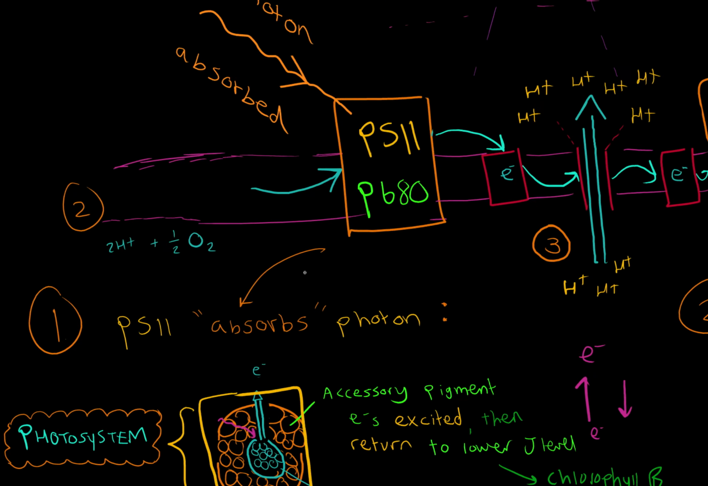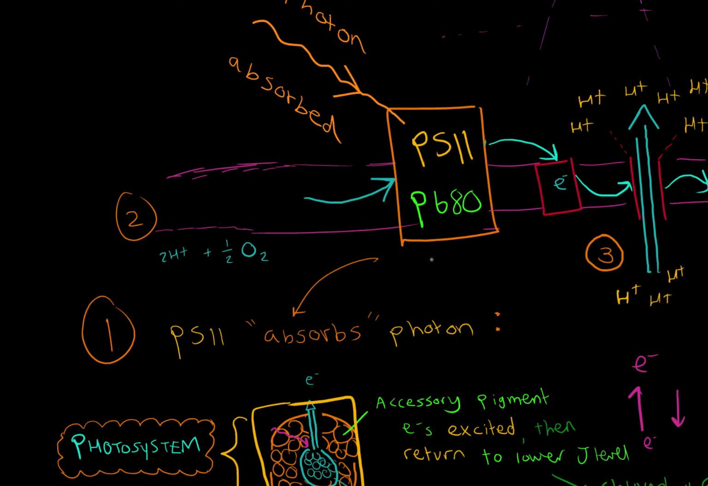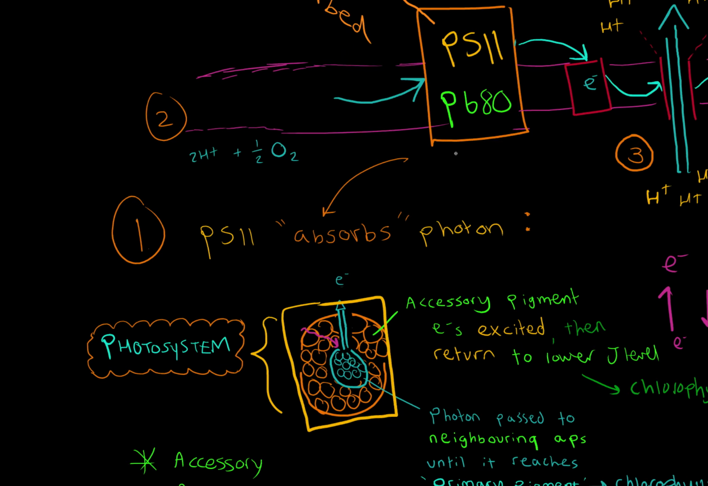So in the light-dependent reaction, the first thing that happens is a photon is absorbed by PS2. Okay, PS2, it's a photosystem and it can absorb light around the wavelength range of about 680 nanometers. That's how we abbreviate that on the diagram. We write P680, but that means it can absorb light around the 680 nanometer range. Okay, so what happens when PS2 absorbs it?